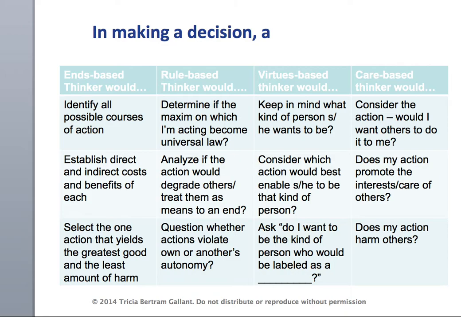Would it violate mine or their autonomy? A virtues-based thinker would keep in mind what kind of person she or he wants to be, and then consider which action would enable him or her to become that kind of person. And they might always ask before they make a final decision, do I want to be the kind of person who would be labeled as a blank?